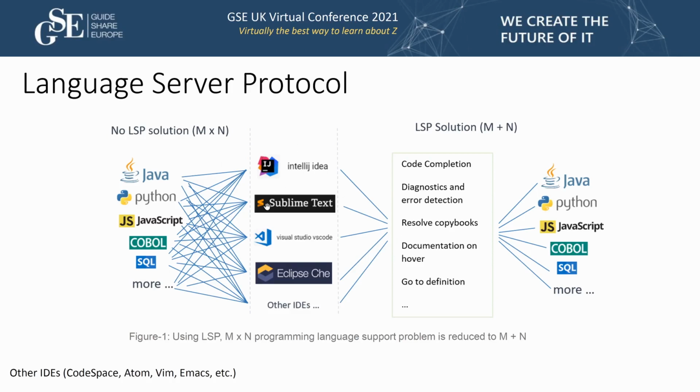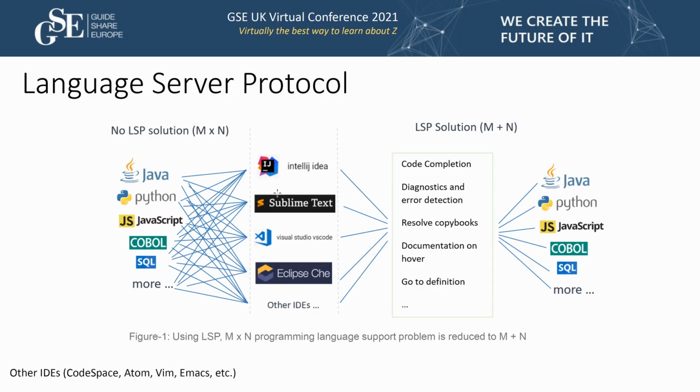And when we look at it here, it is 4 editors and 5 languages. This implies 4 times 5 is 20. So there is M multiplied by N complexity, which means every IDE vendor needs to implement support for every new language, and keep implementing it all the time for each project.